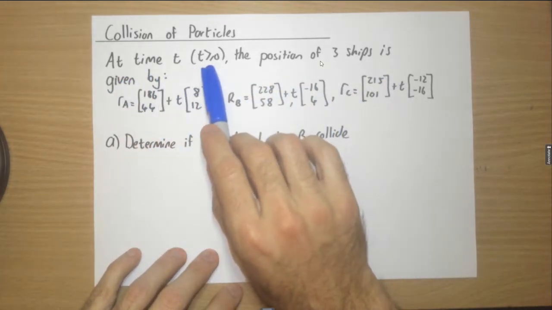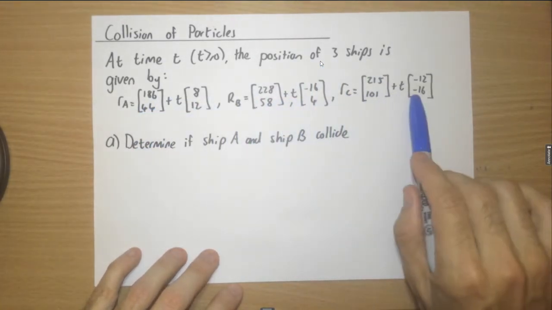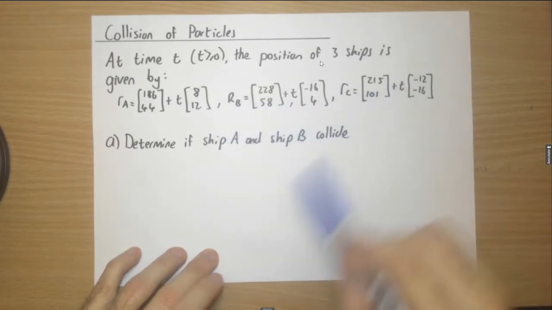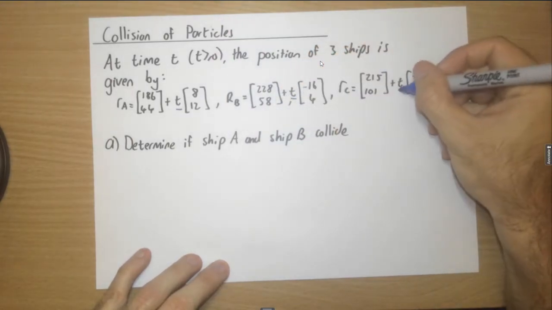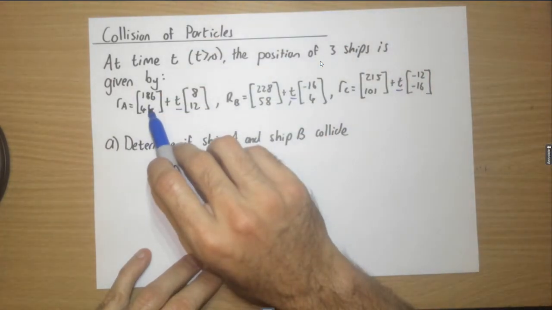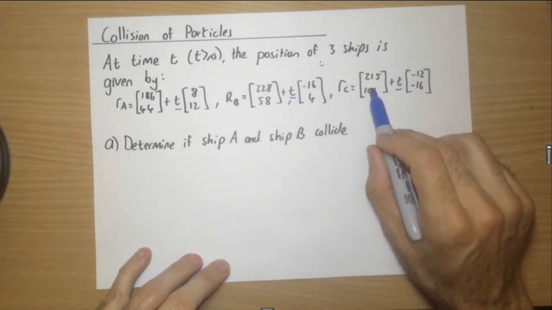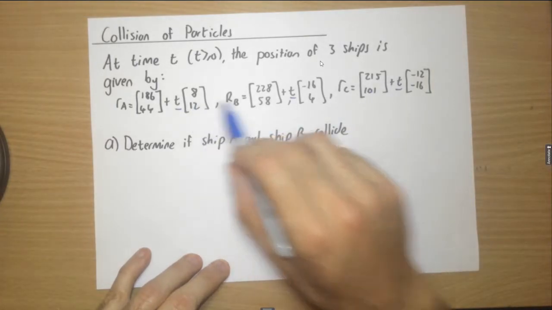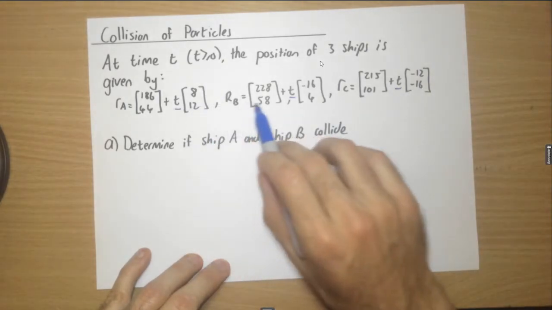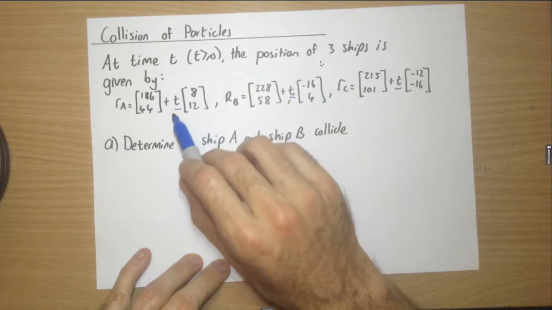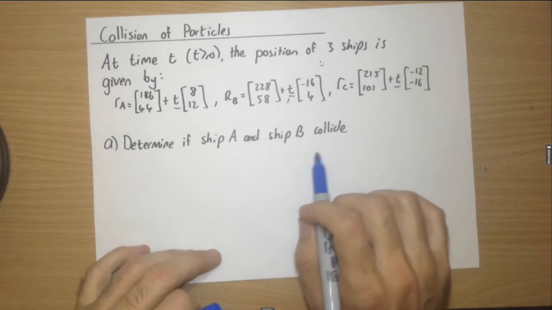At time t bigger than or equal to 0, the position of 3 ships is given by this vector, and this vector. And I've written all these vectors in terms of a t value. Okay, so I'm going to assume that they all leave their respective initial positions. This is the initial position. This will be the initial position for the second ship. This is the initial position of the third ship. This is the direction of the first ship, direction of the second ship, direction of the third ship. And I'm assuming that they're all leaving their initial positions at the same time. And the question is to determine if ship A and ship B will collide.